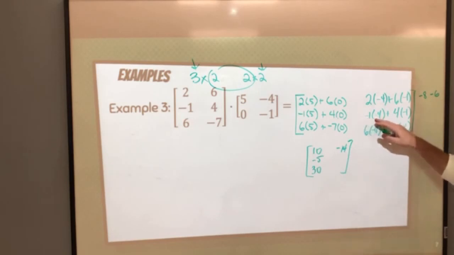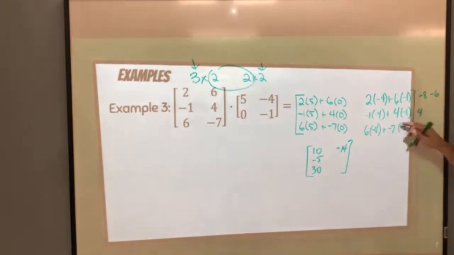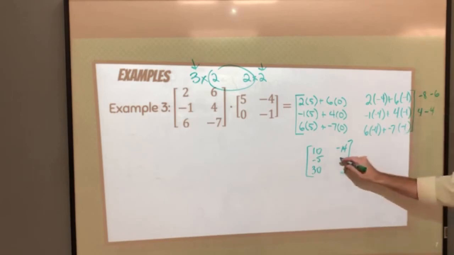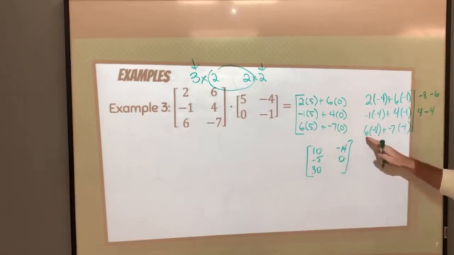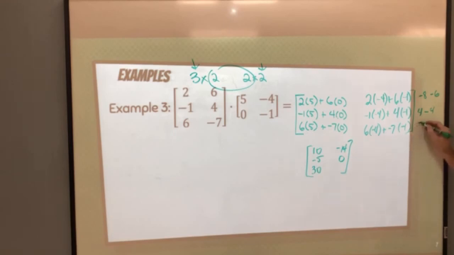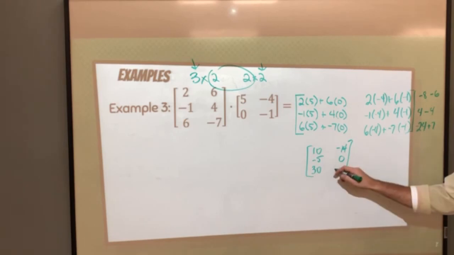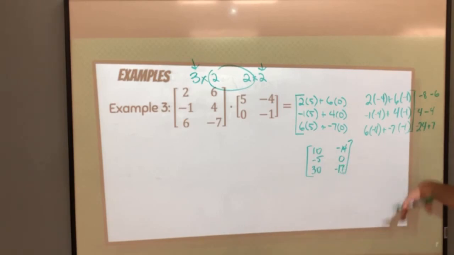Negative 1 times negative 4 is positive 4. 4 times negative 1 is negative 4. 4 minus 4 is 0. Then 6 times negative 4 is negative 24. Negative 7 times negative 1 is positive 7. And negative 24 plus 7 should give us negative 17. And we have multiplied these two matrices.